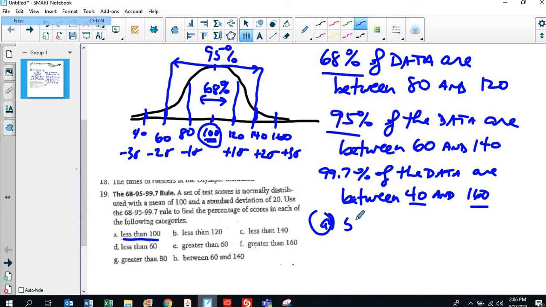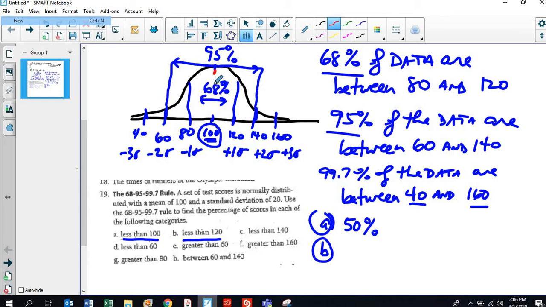Well, half the data. So 50% of the data lies below the mean. You don't need your standard deviation stuff for that at all. Okay, but now, let's take a look at B, less than 120. Let me see if I can show you how to do this.